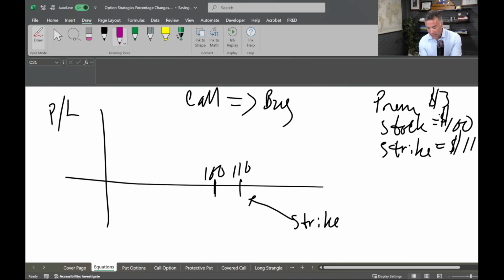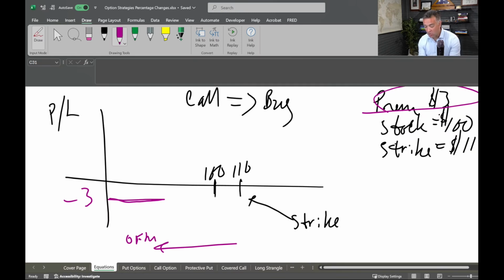So I'm going to draw the buyer. So again, what did it cost the buyer? Well, it cost the buyer the premium. That's the -3. So I'm going to draw -3. And this is what the profit loss is going to look like in a call. That means if it is less than the strike price for a call, so we're looking at this side, that's out of the money. If it's greater than 110, it's in the money. And if it's at 110, it's at the money.